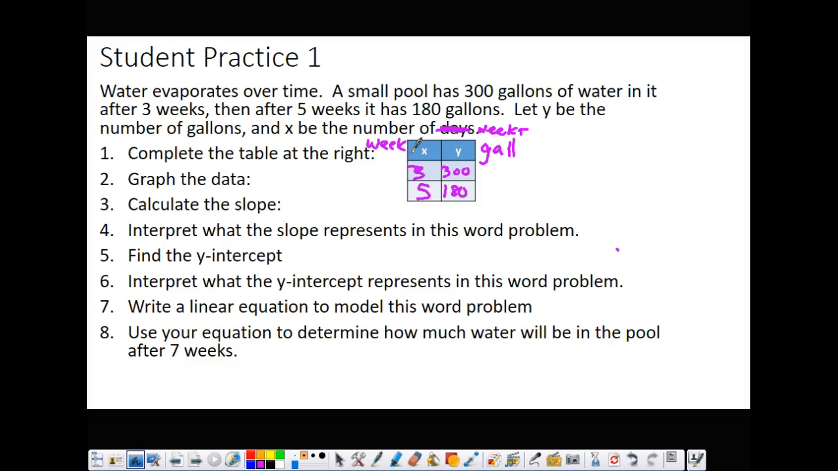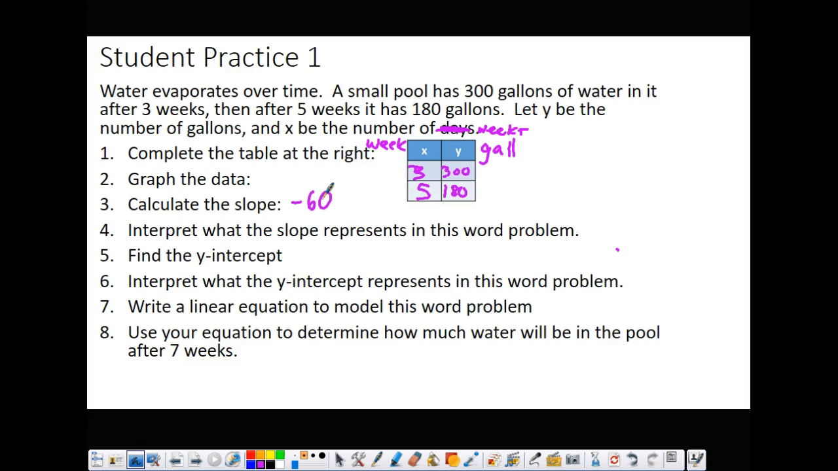Augustine, did you get your slope yet? How do I calculate the slope? What'd you get? I got 120 over 2. Great, I think that's right. I'm going to go ahead and reduce it. It's negative, though. So negative 60 over 1. So Augustine got negative 120 over 2.